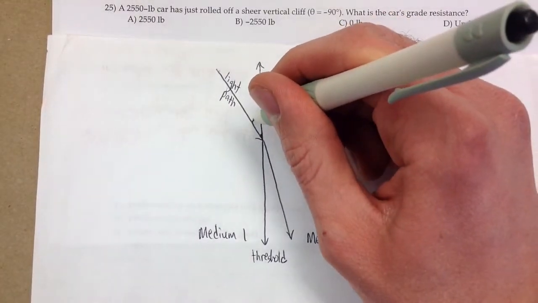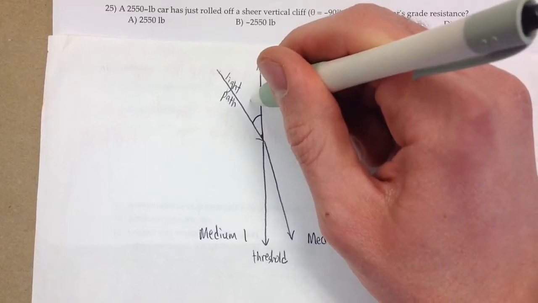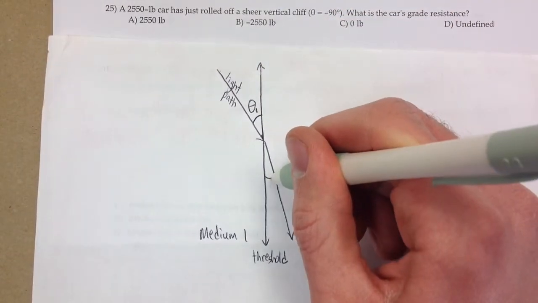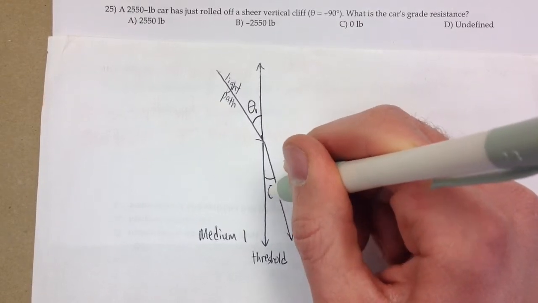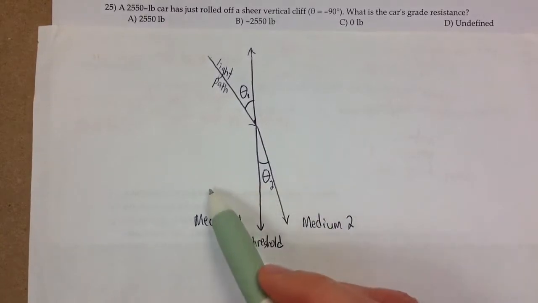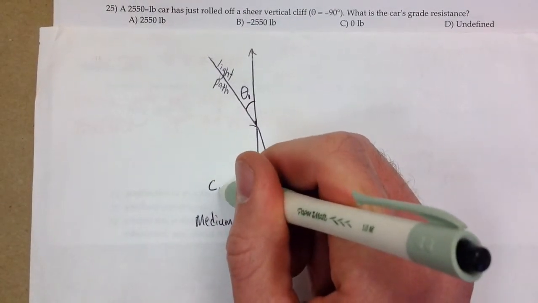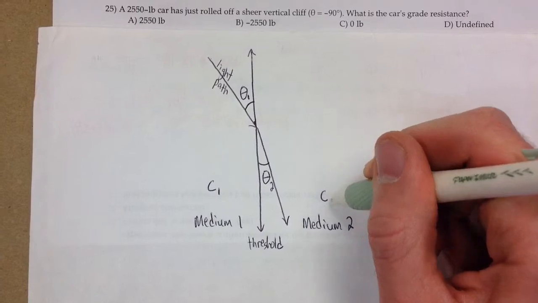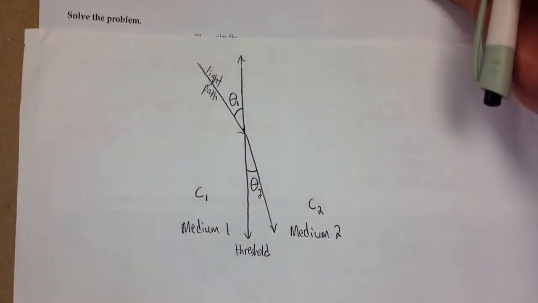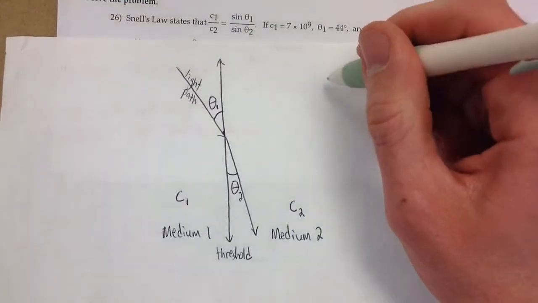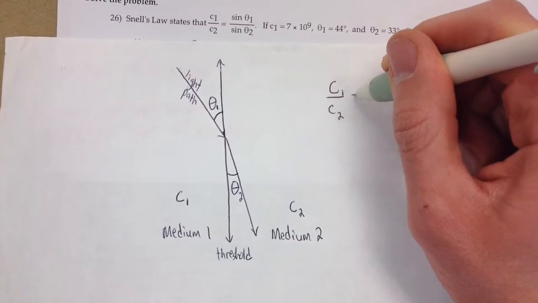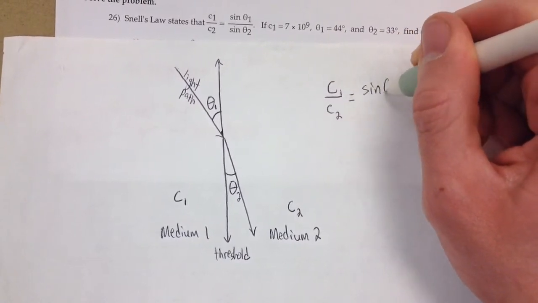So this is the first angle. This is the second angle. And you're going to have a speed of light here. That's going to be c1. And a speed of light here. That's going to be c2. Snell's law is pretty simple. The ratio of the speeds of light is equivalent to the ratio of the sines of the angles.